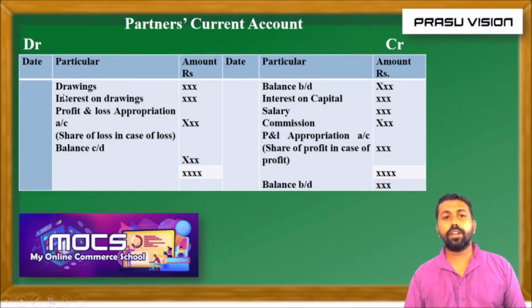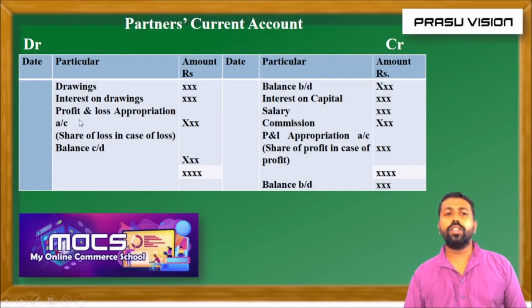It's not permanent drawings, it is temporary drawings, maybe goods or cash. It is recorded on the debit side. And interest on drawings is the amount paid by the partner to the firm. So you know very well the rule. Debit side shows decrease of cash from the hand of partner, and the credit side shows increase of amount in partner's hand.